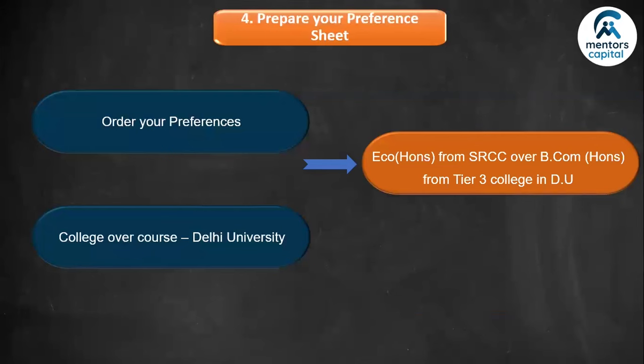But let's say if you're getting BCom honors in a tier 3 college, but eco honors from SRCC, I'll go for eco honors from SRCC. Again, there are multiple parameters that you have to look into. So let's say if you're not great in maths, doing eco honors will not make sense. This is just an example. You need to talk to a mentor, a person who knows about colleges, before making such a decision. At a general level, I'm saying one should prefer college over a course.